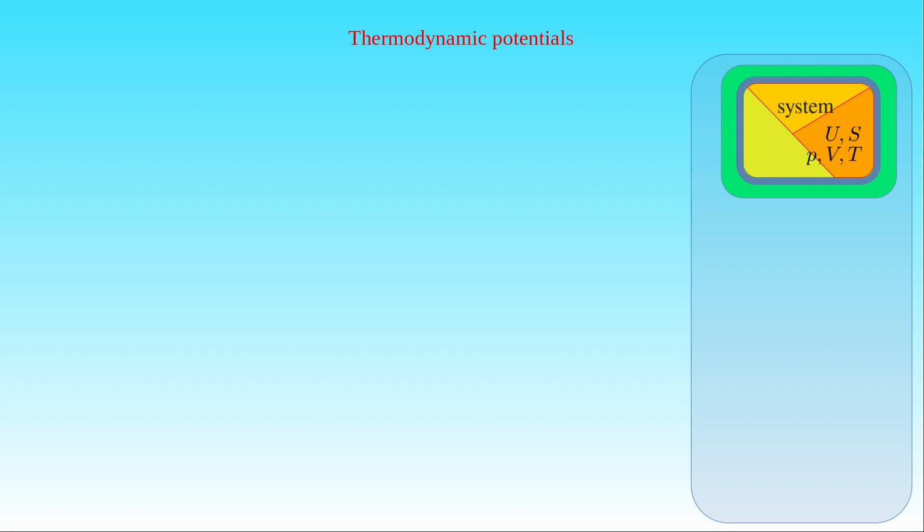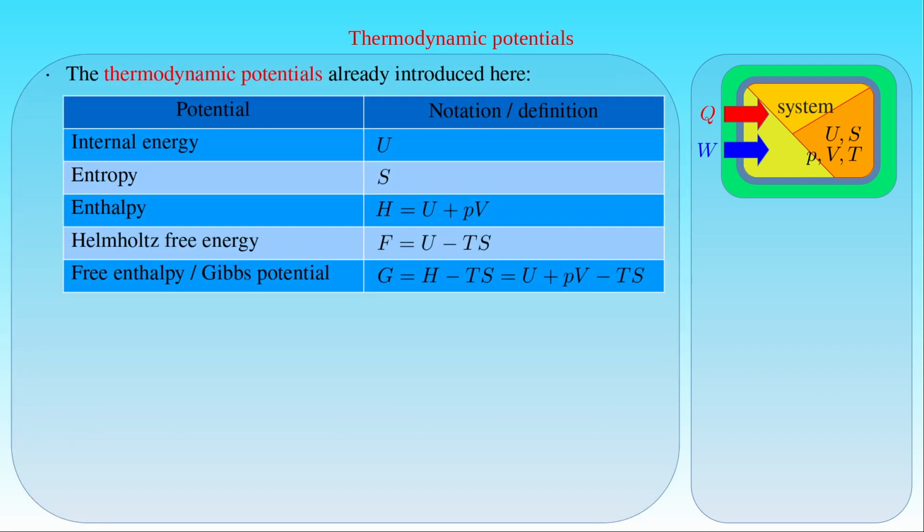A thermodynamic process transforms the state of the system from one state to another one while the system may exchange energy with its surrounding in the form of the heat Q and the work W. Thermodynamic potentials also describe the state of such a system, and their change can characterize the nature of the processes transforming the state of the system.